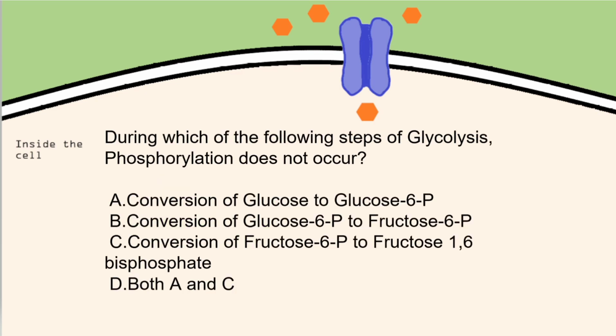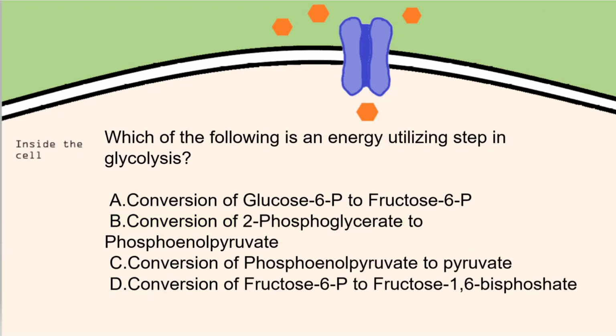During which of the following steps of glycolysis does phosphorylation not occur? The answer is B, the conversion of glucose 6-phosphate to fructose 6-phosphate. This is because this is simply an isomerization reaction, converting an aldose sugar into a ketose sugar. Nothing else. There is no phosphorylation involved here. It's just an isomerization. Which of these is an energy utilizing step in glycolysis?